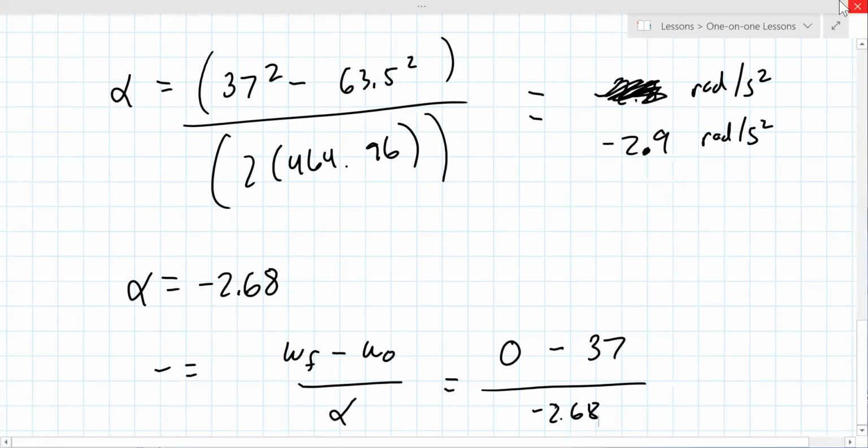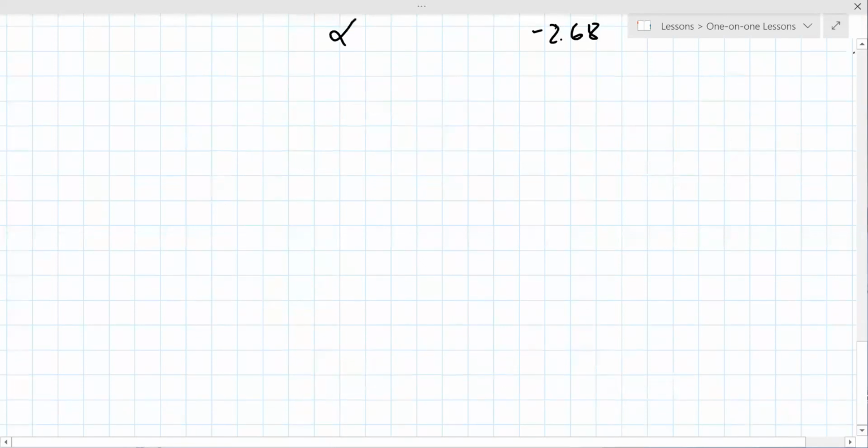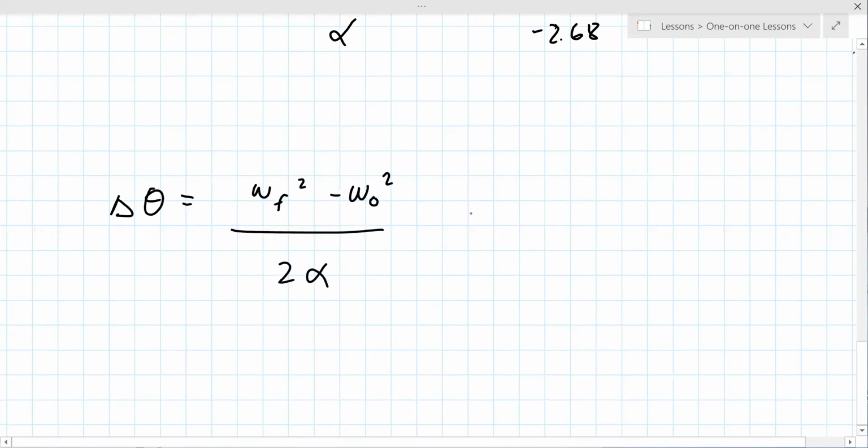Okay, part C. If the car continues to accelerate at this rate, how far will it go? So this is another formula, I'm condensing it here, but the change in the angle is omega final squared minus omega initial squared over 2 alpha. So again, because it goes down to zero, 0 squared minus 37 squared over 2 times minus 2.68. I'm just plugging in numbers that we got from the previous part.